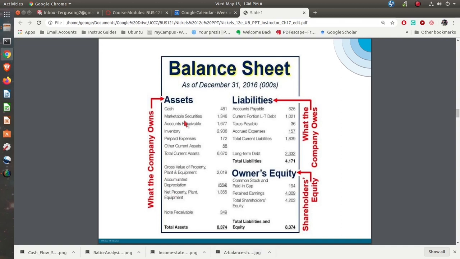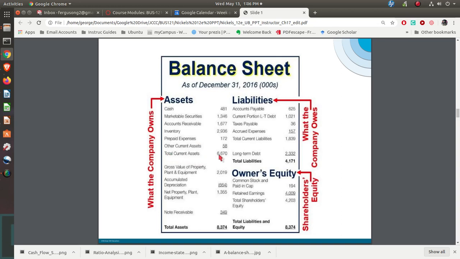The left side consists of assets. In other words, that's what you own. The right side consists of liabilities, what you owe, and the stuff that's left over, which is the equity. In other words, what is it that the owners have as far as value is concerned after you subtract your liabilities from your assets. Now, your assets are broken up into several sections.